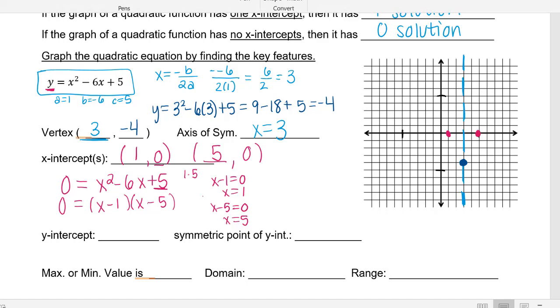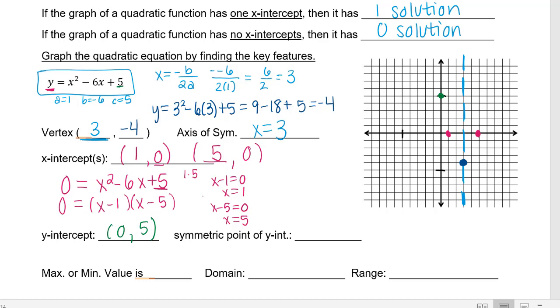And then go and move on to your y-intercept. Your y-intercept is written as (0, number), and that number is always the constant, right? That value that's added to the end of that quadratic. So (0, 5) is our y-intercept. So (0, 5), we'll graph that.